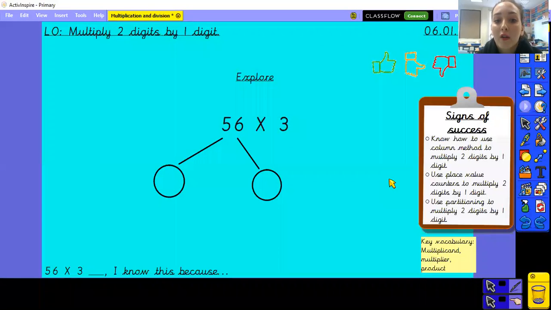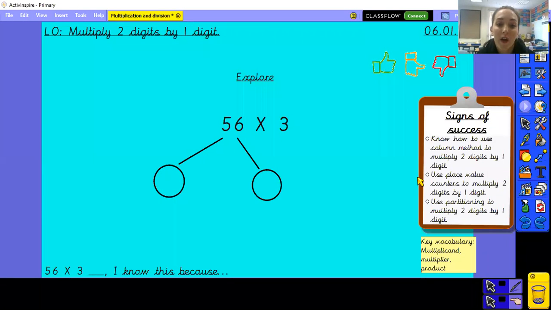Now that I've taught you how to use that method, I would like you to have another go at doing this calculation in your books using partitioning. So 56 times 3. So we need to partition 56 into two parts and multiply two parts by 3 to get our answer. Remember to add the answers back together at the end. So using the same method, pause this video and have a go in your book at this calculation.